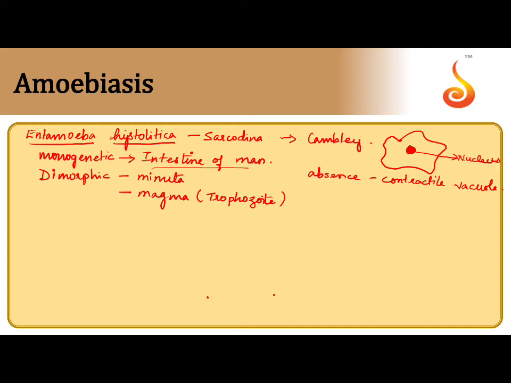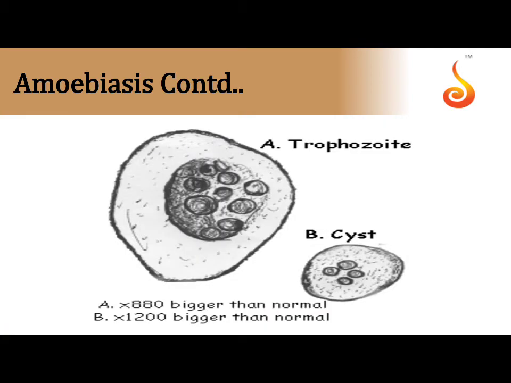So, their main motive is to infect an organism, infect a human. Basically, the infectious stage of this organism is a tetranucleate cyst. Now, what is a tetranucleate cyst? We will quickly see a structure of it. If you look at this cyst here, you can see there are 4 nuclei. This is the tetranucleate cyst, which is the infectious stage.